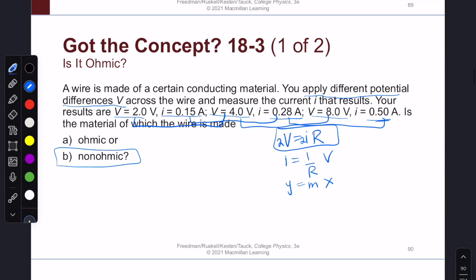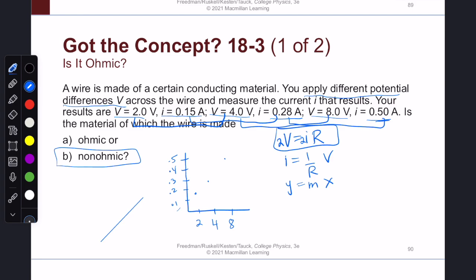You could also plot it if you want to visualize it, right? It's hard because it's not exactly to scale, but this could be 2, 4, 8, and let's make this 0.1, 0.2, 0.3, 0.4, 0.5. If I go over 2 volts, I'm at 0.15. If I go over 4 volts, I'm at a little bit under 0.3. And if I'm at 8, I'm at 0.5. So you can kind of see a straight line.